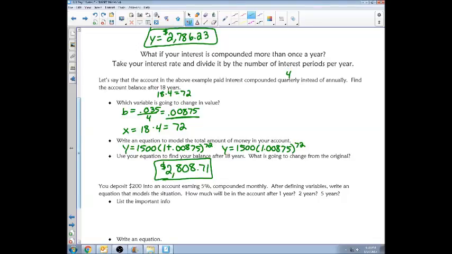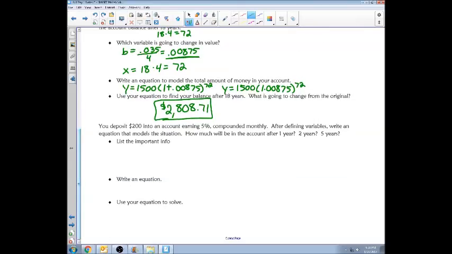The amount of money I have in my account is going to be higher than if I only had my interest compound once a year. Okay? You deposit $200 into an account earning 5%, compounded monthly. After defining variables, write an equation that models the situation. How much will be in the account after 1 year?